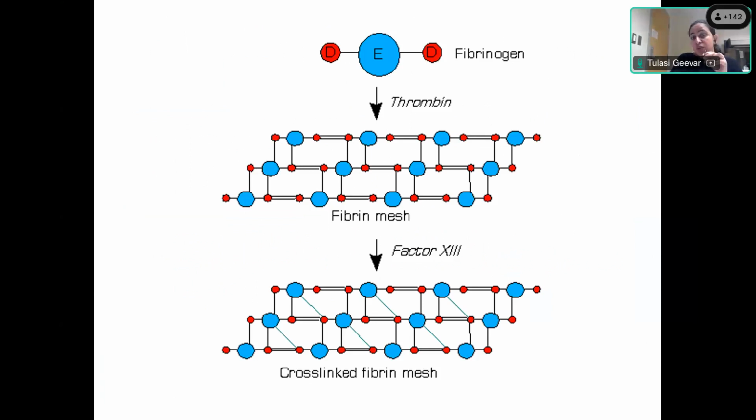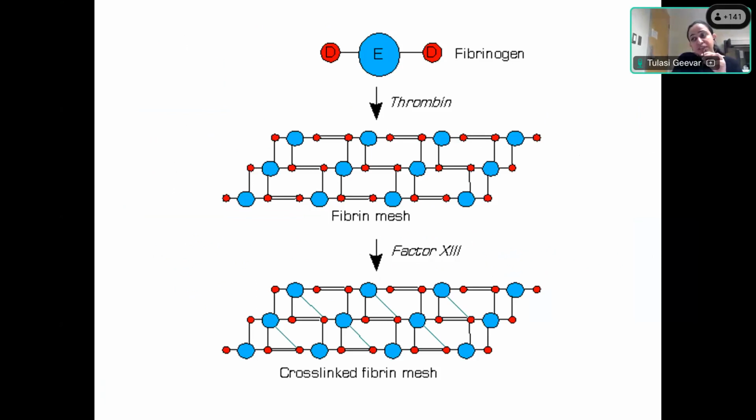Now, a word about the action of factor 13. Fibrinogen is converted to fibrin by thrombin, and factor 13 introduces cross-links in the fibrin mesh and stabilizes the clot. So in the absence of factor 13, the clot is not stable.